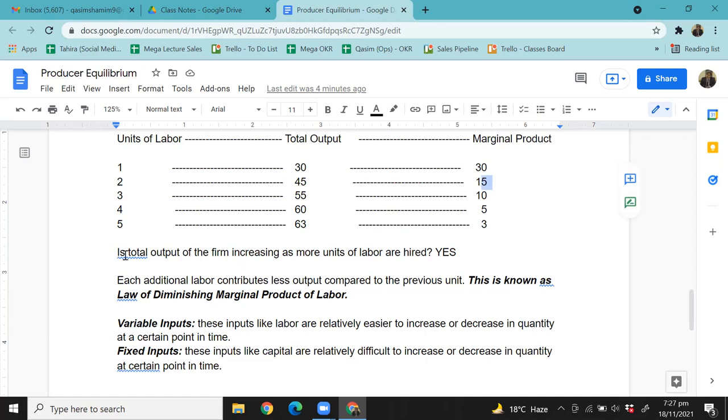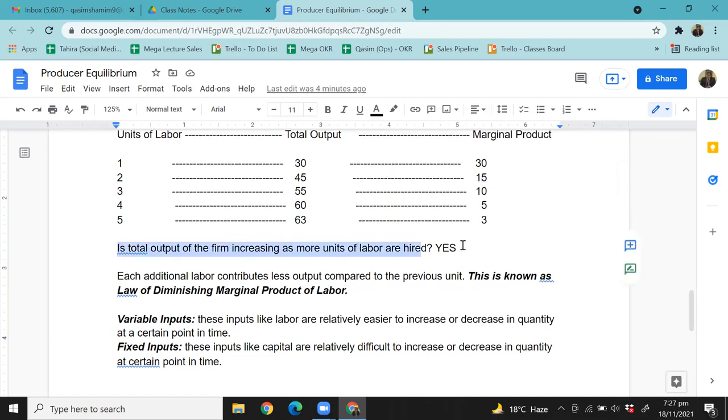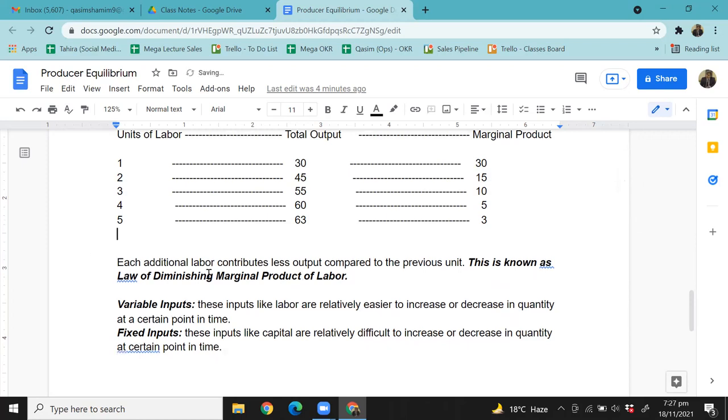Okay, now that is the question that I asked you. Is the total output of the firm increasing? It is increasing, but it is increasing at a diminishing rate. Each additional labor contributes less output compared to the previous unit of labor.